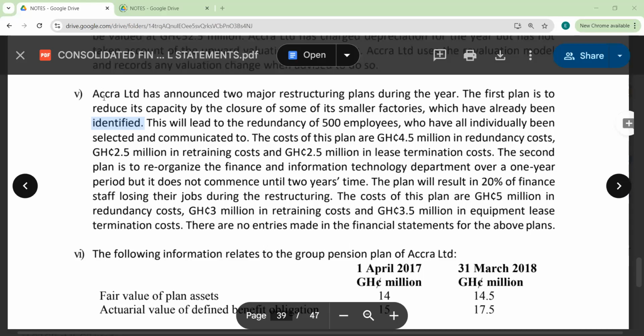Now let's read it slowly. Accra Limited has announced two major restructuring plans during the year. The first plan is to reduce its capacity.